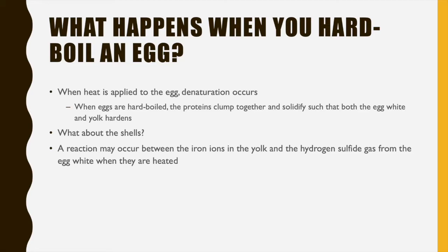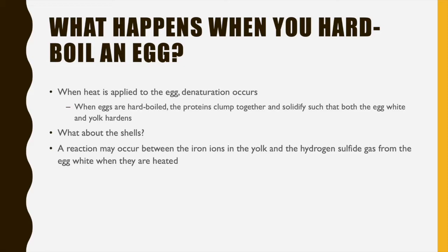Another reaction will often occur between the iron ions in the yolk and the hydrogen sulfide gas in the egg white. When heat is applied, the two can combine to make a green-gray ferrous sulfide and hydrogen sulfide gas. This results in a greenish-gray colored yolk that comes from the reaction of the iron in the egg yolk and sulfur in the egg white.